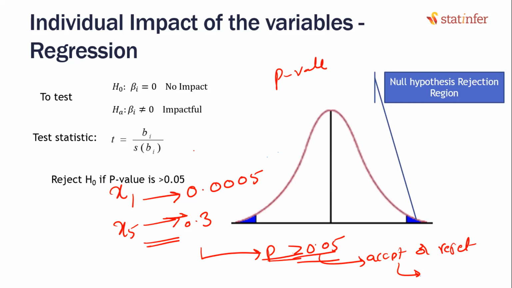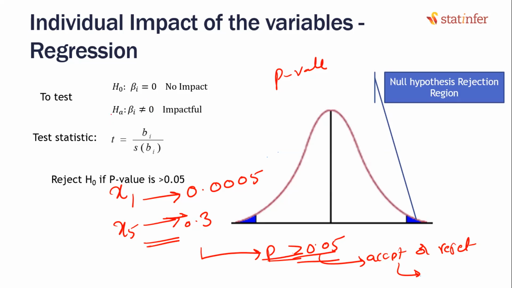Read the null hypothesis. What are you accepting? Null hypothesis, beta equal to 0 is no impact. Null hypothesis H0. The second one is the alternate hypothesis.